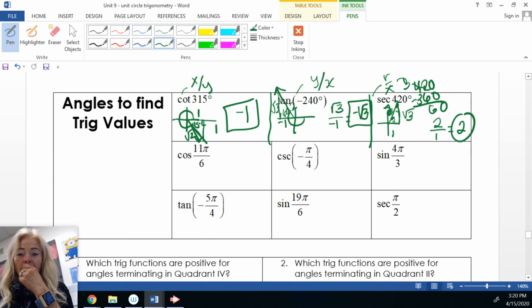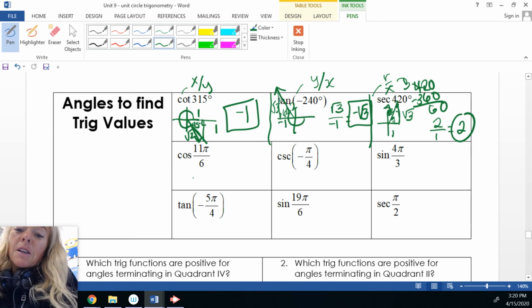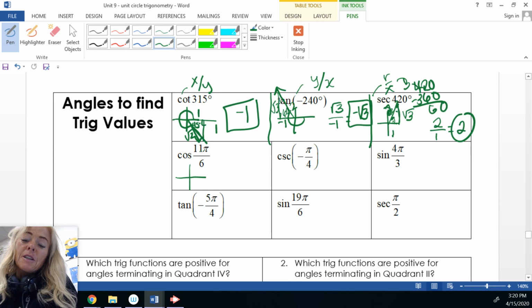The secant of 420 is 2. All right, cosine 11 pi over 6. Now, these are a little tricky because we're traveling 11 parts of pi that are 6. So here's pi right here. So I have to break from here to here up into 6 parts. And then of those parts, I need to travel 11 of them. So I have 1, 2, 3, 4, 5, 6, and then 7, 8, 9, 10, 11. Right there is 11 pi over 6.